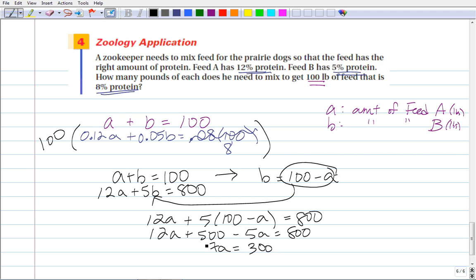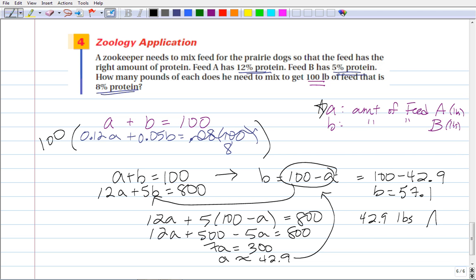And then 300 divided by 7, you would just type that into the calculator, and A will be about equal to 42.9. So that's how much amount of food, or feed A we would need. Then to get B, we could just plug that back in here. So then B will equal 100 minus the 42.9, that is A. So then B will equal about 57.1. So we'll need 42.9 pounds of feed A, and then 57.1 pounds of feed B.